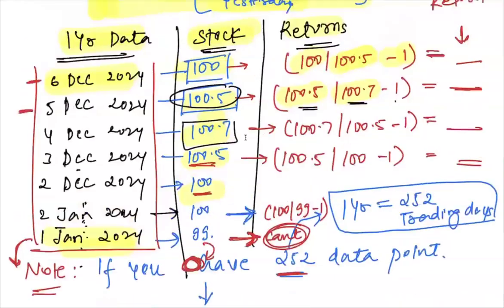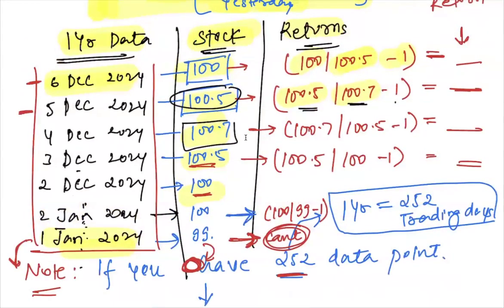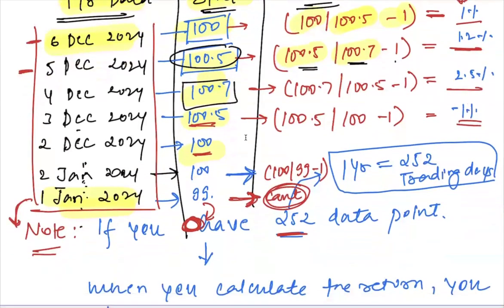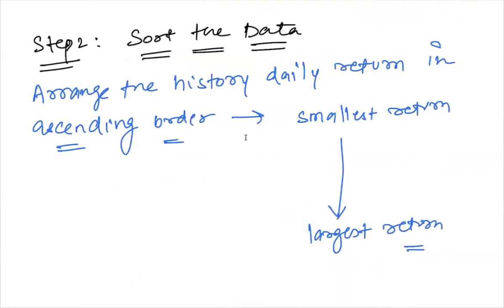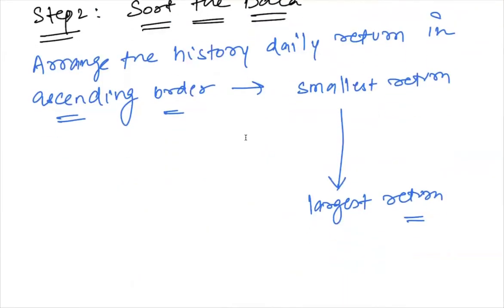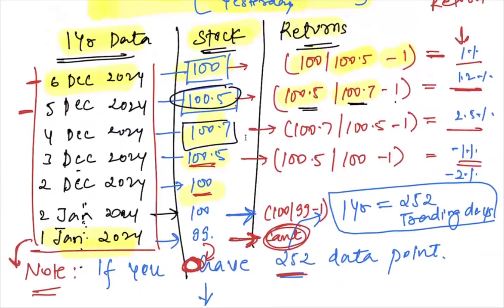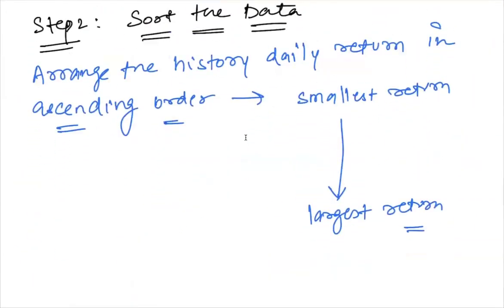So if you see here, we get certain return values. Let's say we have 1%, 1.2%, 2.5%. I'm just making up certain numbers. Okay, negative 1%, and let's say negative 2%. Let's say this is the data series that we get. So I'm just writing this data series.